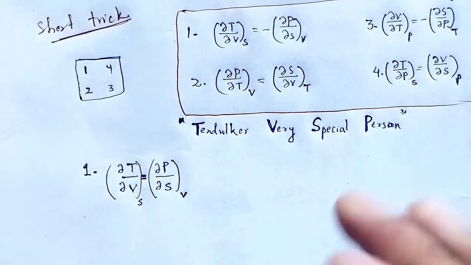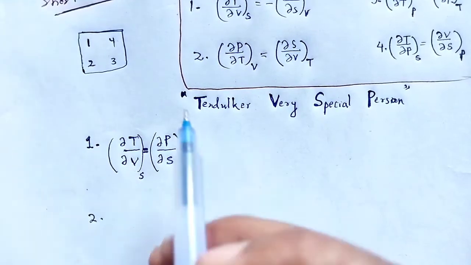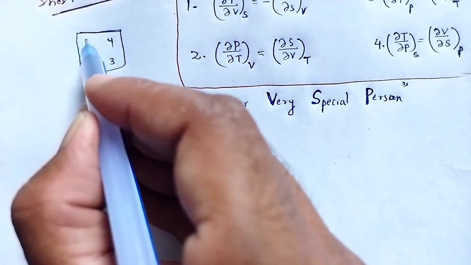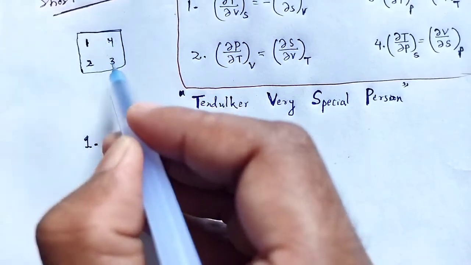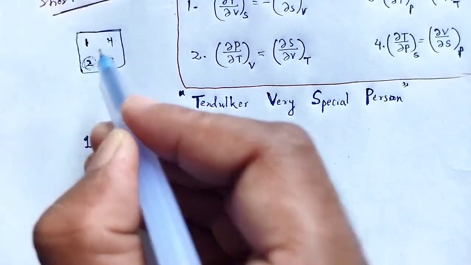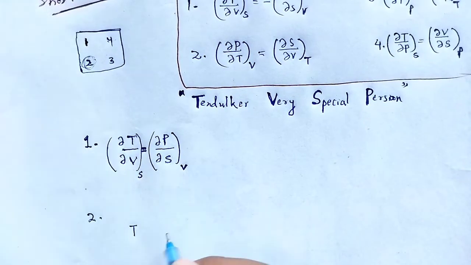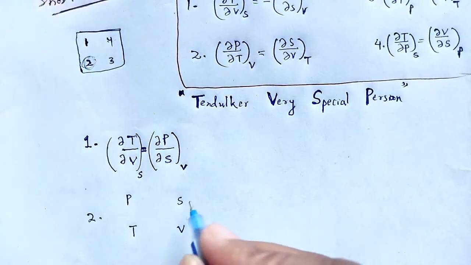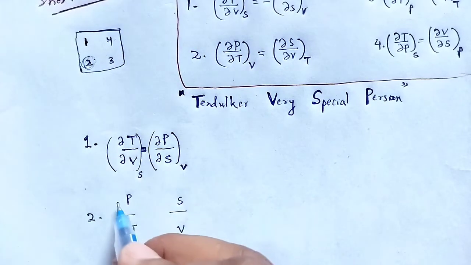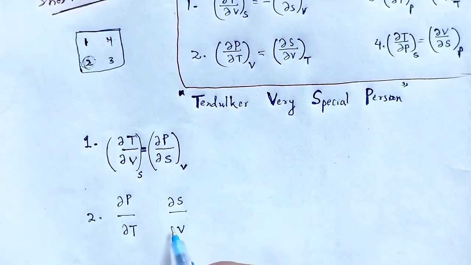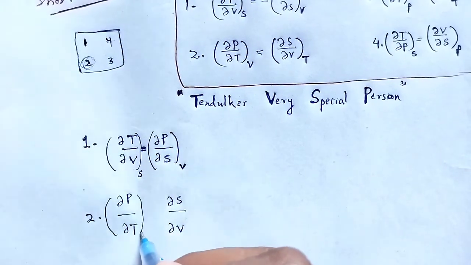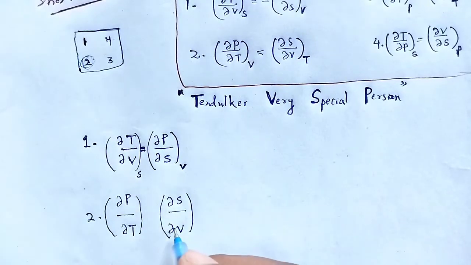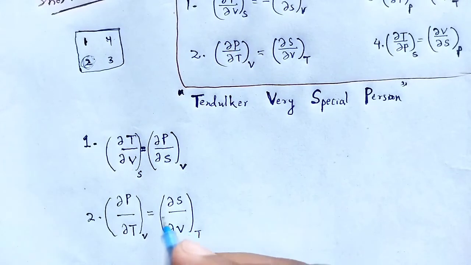Okay. Next one, 2. First we start T here: Tendulkar, very special person. Now T starts from the second line, Tendulkar, very special person, in this way. So again that will be del P, del T, del S, del V. Here we take V, here we take T. That is the second one.